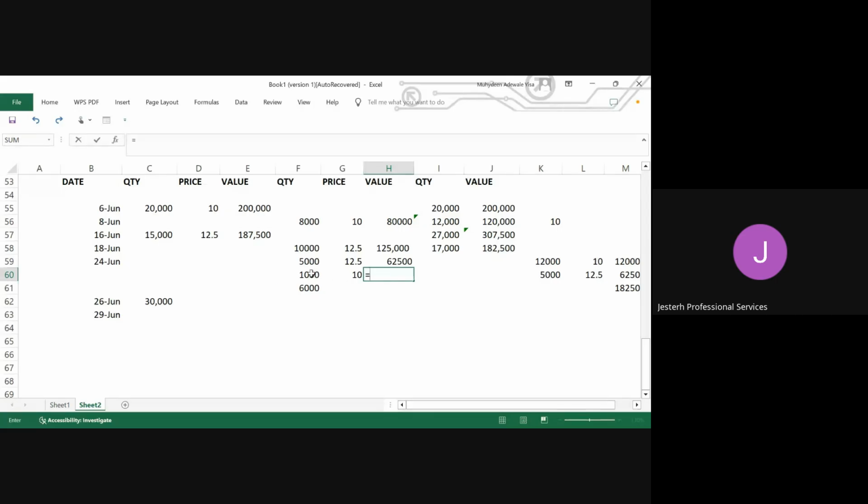Now we say this multiplied by this, it gives us 10,000. So it means from this old stock that is remaining, 120,000 of total value, with the total quantity of 12,000, we have issued out 1,000 from it. So it will be remaining 11,000. Now you just come here.